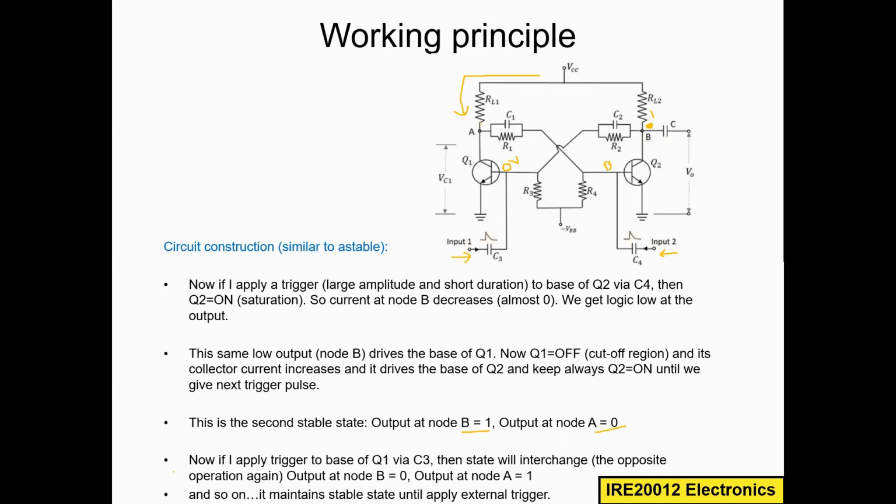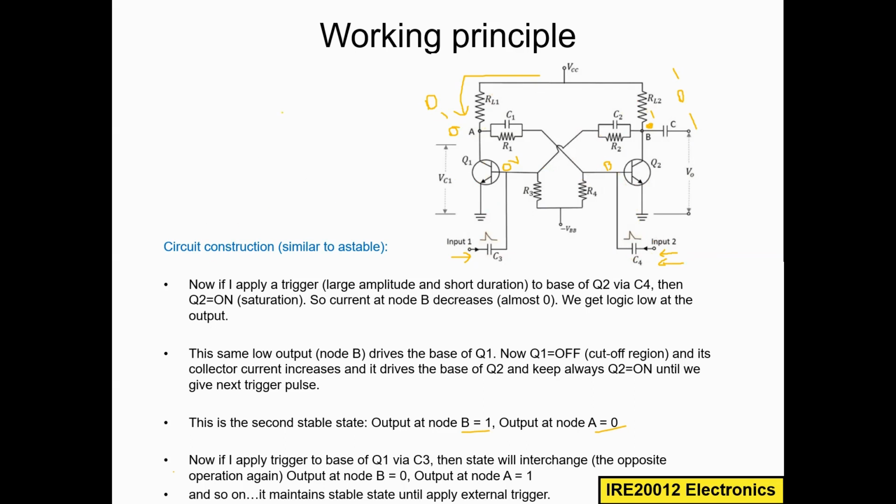The output will be maintained at these nodes forever until you apply the trigger signal. Once you apply the trigger signal, you are changing the status. For example, at first if it's 0 and here the output is 1, then I apply the trigger signal, and this will become 1 and this will become 0. Again I apply the trigger signal, and it toggles again. So you can easily apply this and see how the circuit operation works.